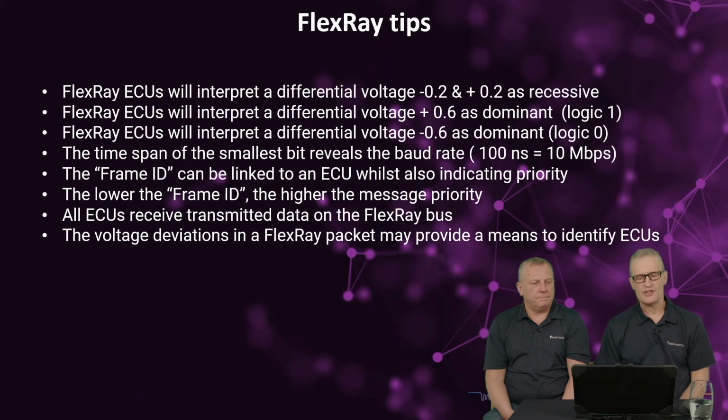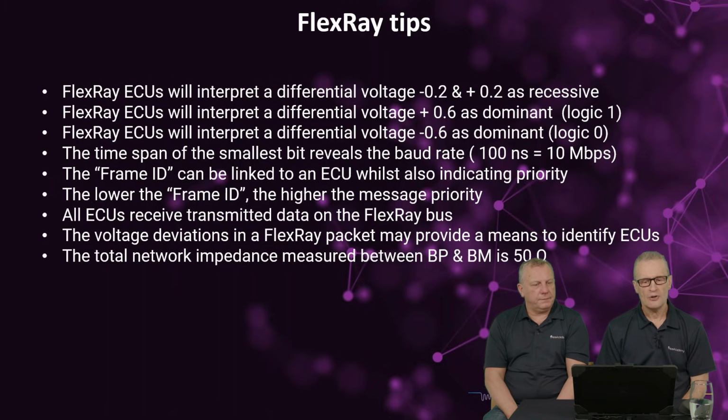Voltage deviations in a FlexRay packet may provide a means to identify ECUs. Again, if you're watching the series of videos, that seems to ring true with everything that we work on. They all have these electronic signatures that reveal within those packets that it could be from this particular ECU, because they all have the same level. Total network impedance: 2 100 ohm resistors in parallel equates to half of that value, 50 ohms.